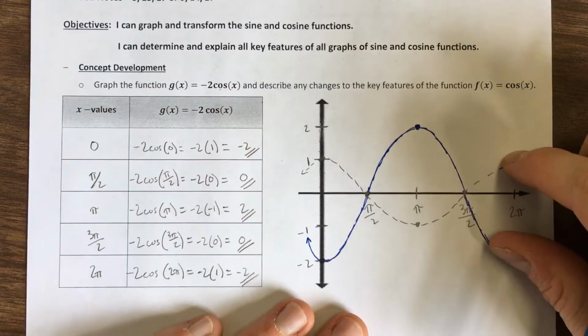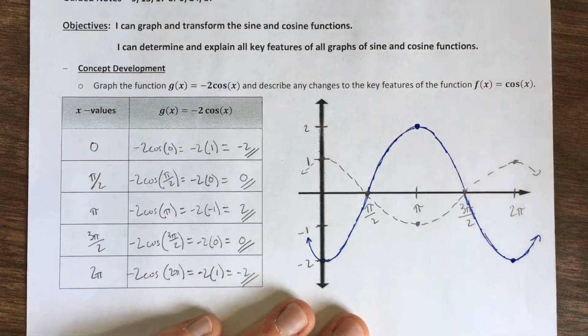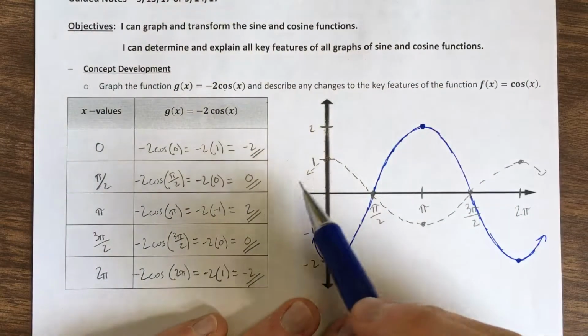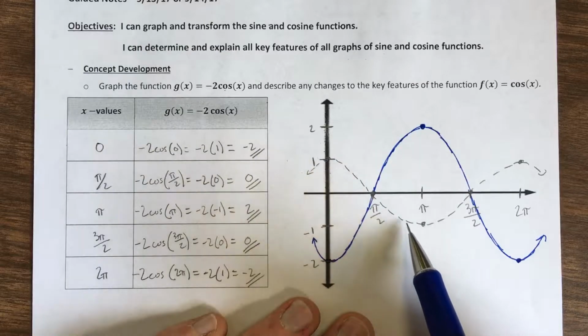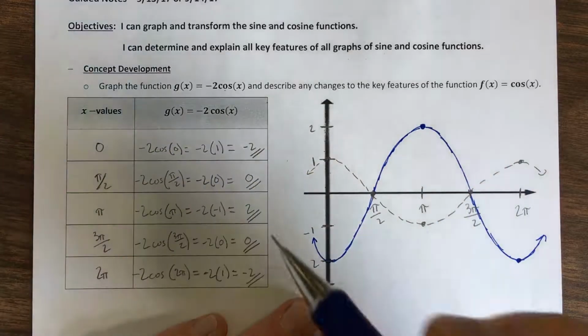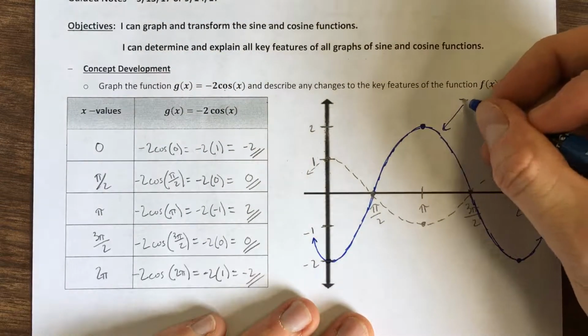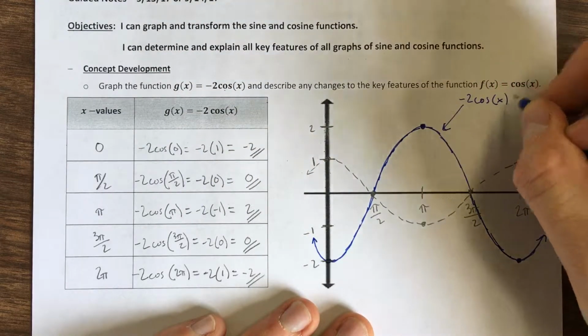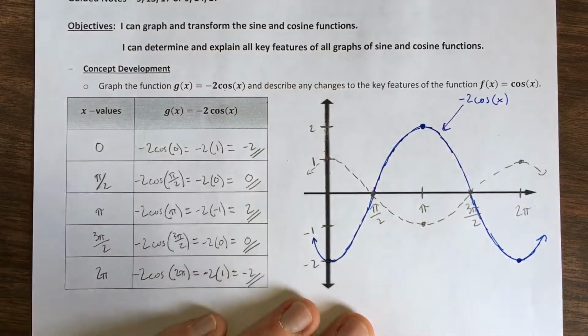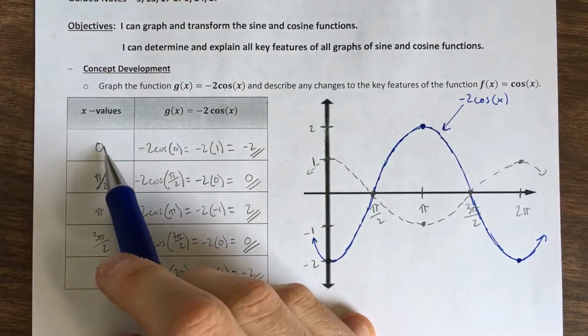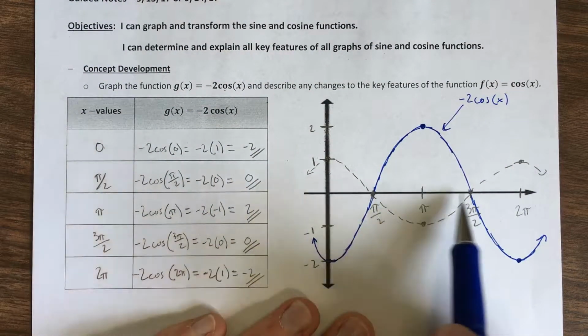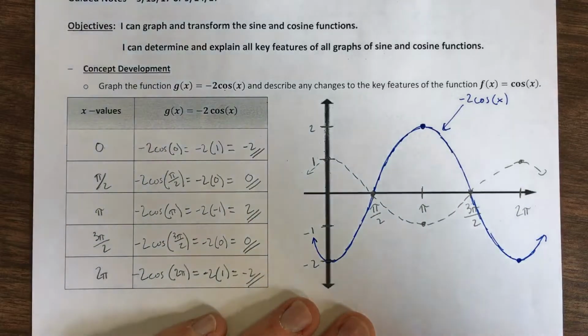But here, I pretty much gave students these notes at the start. And what's happening here is this dotted line is the parent function for cosine. And the blue line is the function -2 cosine x. And so what I did is I looked at these key values that we have on our graph, and in terms of the relationship between cosine.